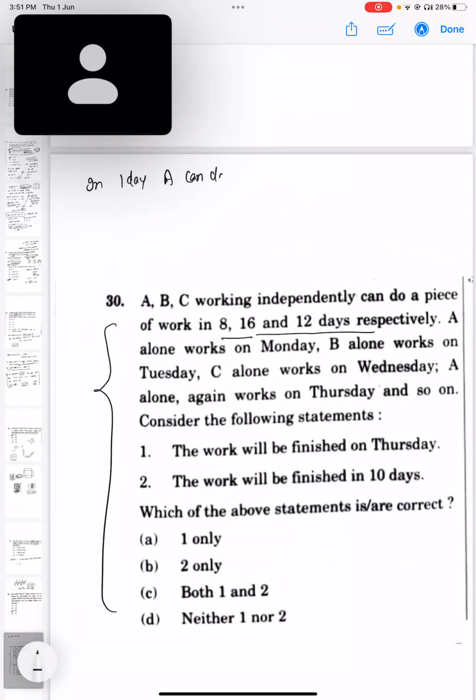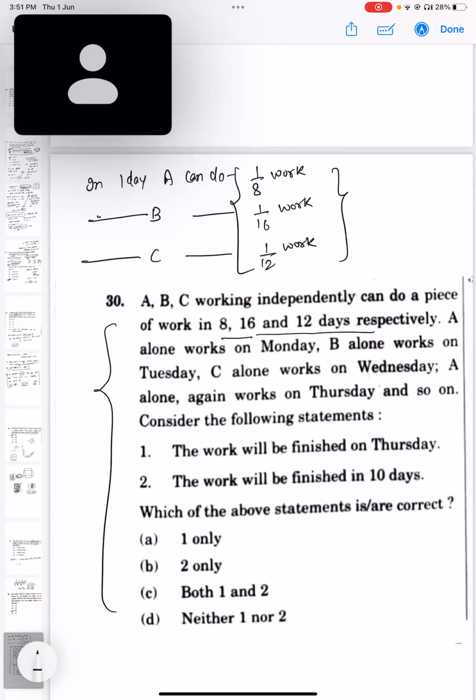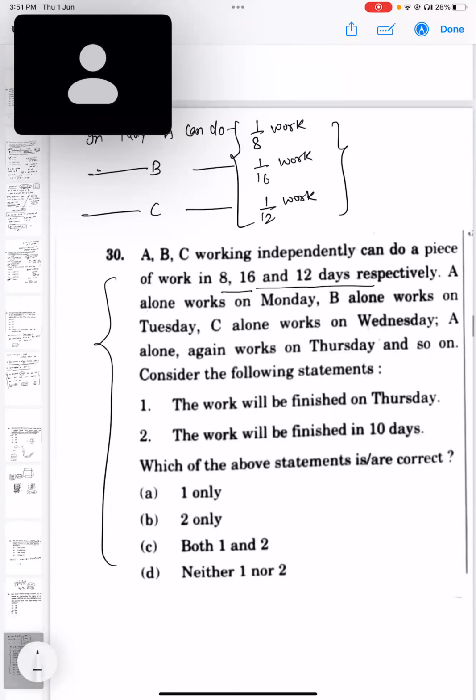A can do 1 upon 8 work, because only then will it be able to do a single work in 8 days, right? In one day, B can do 1 upon 16 work, and in one day, C can do 1 upon 12 work. If you have written this down, then every question related to work and time will be solved. A alone works on Monday, B on Tuesday, C on Wednesday.